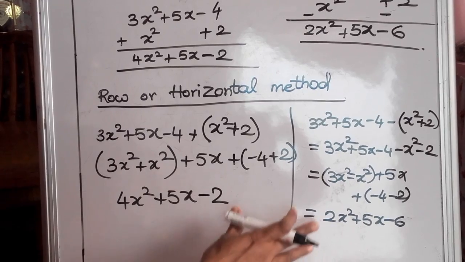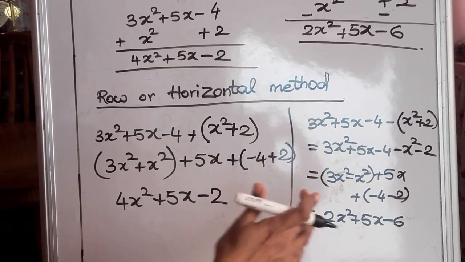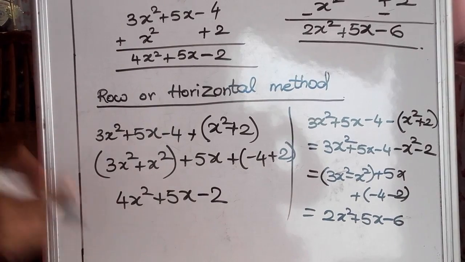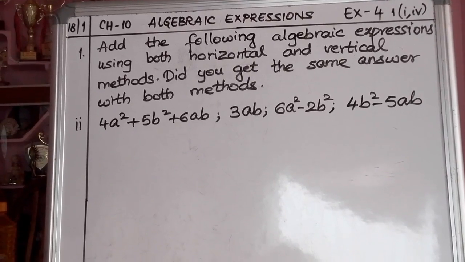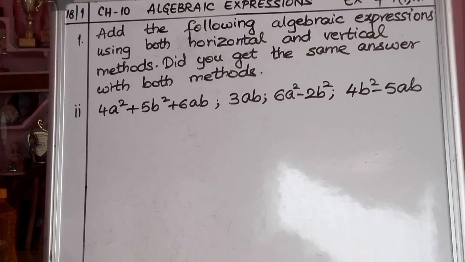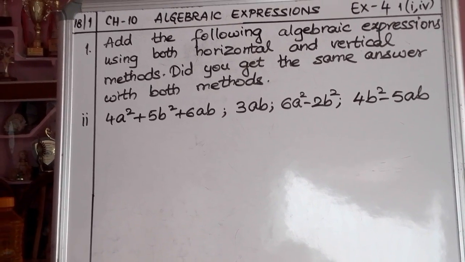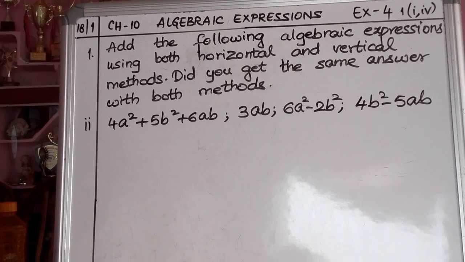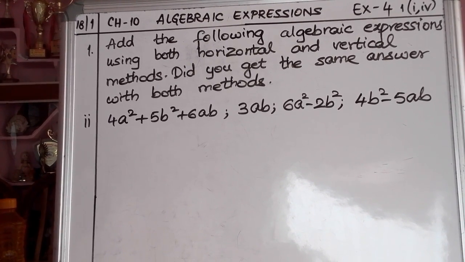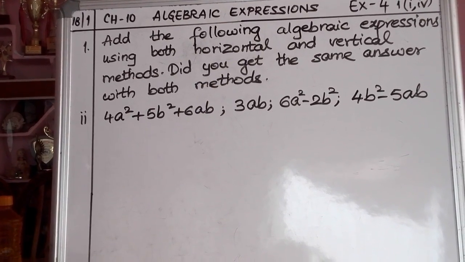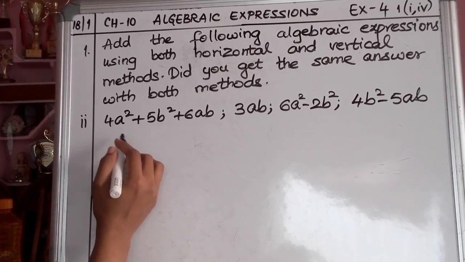Now we are going to use these two methods to solve our exercise problems. Okay, let us do the first problem. Add the following algebraic expressions using both horizontal and vertical methods. Did you get the same answer with both methods? This is what you are going to check. The first bit in this is for homework. So let us do the second bit.